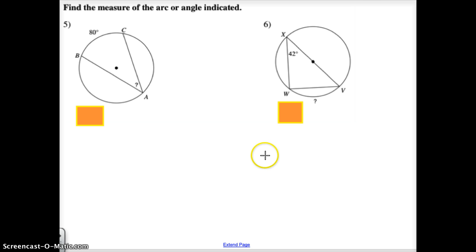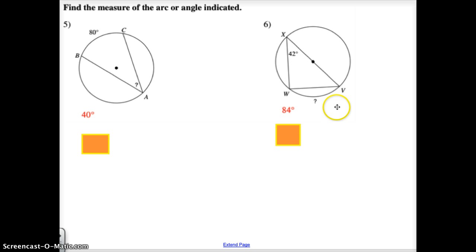Find the measure of the arc or the indicated angle. Hopefully you found that arc BC is 80, therefore angle A has a measurement of 40 degrees. And in number 2, WXV has a measurement of 42 degrees. The opposite arc that's inscribed has the double measurement of 84 degrees. Also, angle XWV should have a special measurement. Do you know what it is? It should be 90 degrees. XV is the diameter, and therefore W would be the inscribed angle of a semicircle, making angle XWV 90 degrees.